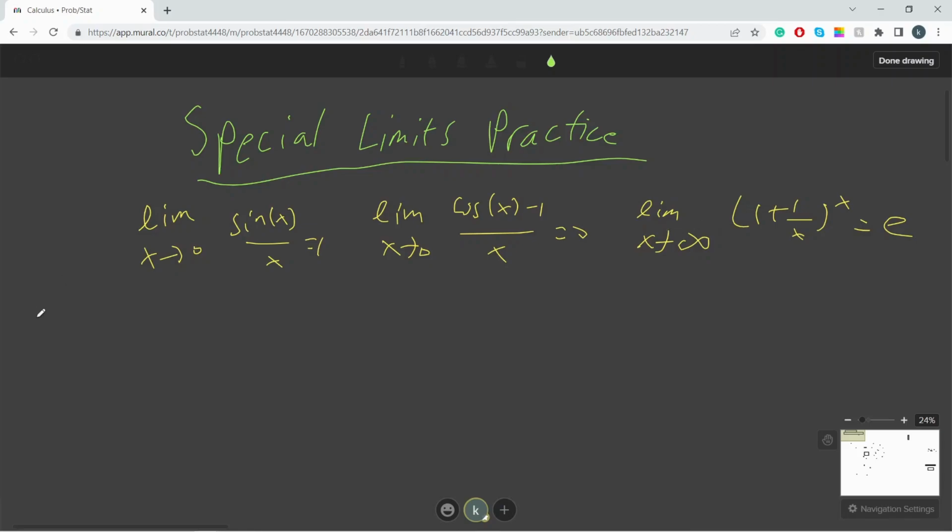So today in this video, we're going to be applying these three special limit formulations and solving various similar looking problems so that you get a feel for how these special limits are used within calculus.